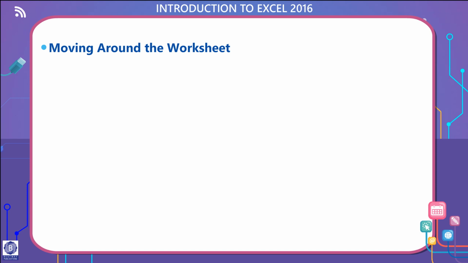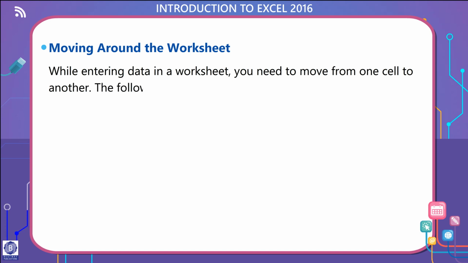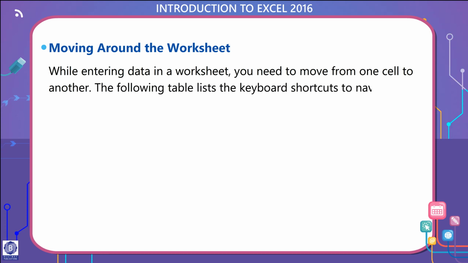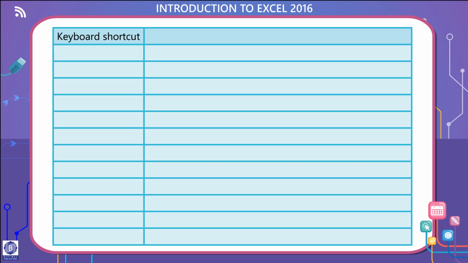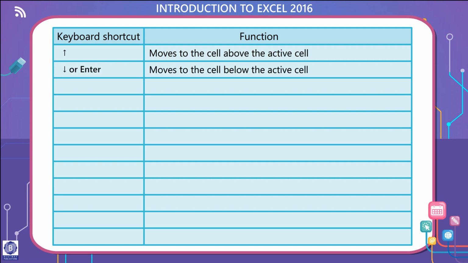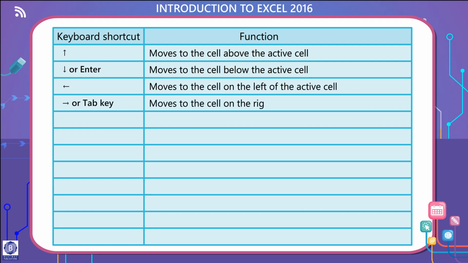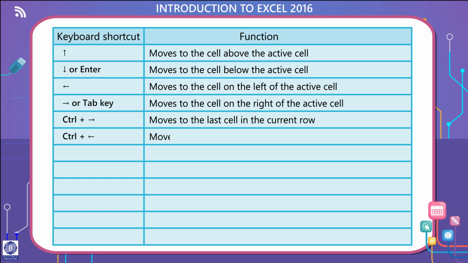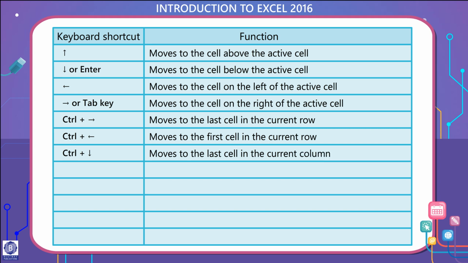Moving around the worksheet. While entering data in a worksheet, you need to move from one cell to another. The following table lists the keyboard shortcuts to navigate in a worksheet. Keyboard shortcut. Function. Moves to the cell above the active cell. Moves to the cell below the active cell. Moves to the cell on the left of the active cell. Moves to the cell on the right of the active cell. Moves to the last cell in the current row. Moves to the first cell in the current row. Moves to the last cell in the current column. Moves to the first cell in the current column.